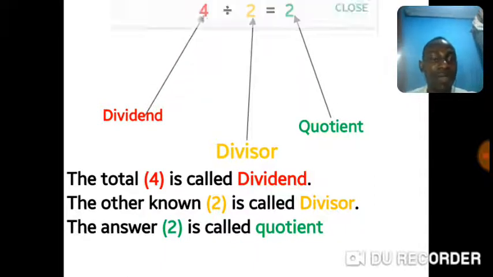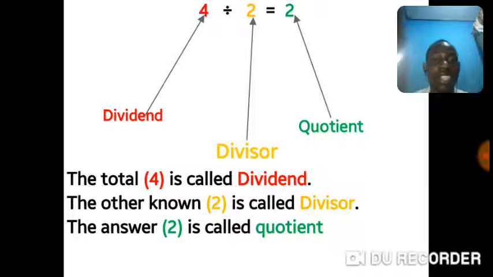Now let's have a review of our division vocabs. The first known quantity is called the dividend, or the quantity that is being divided or shared is the dividend. And the other known is called the divisor. That is the one that shares or divides the first known quantity. And the answer is called the quotient.